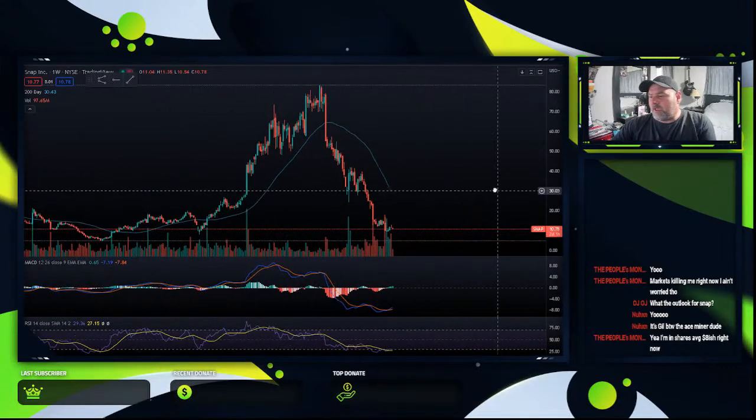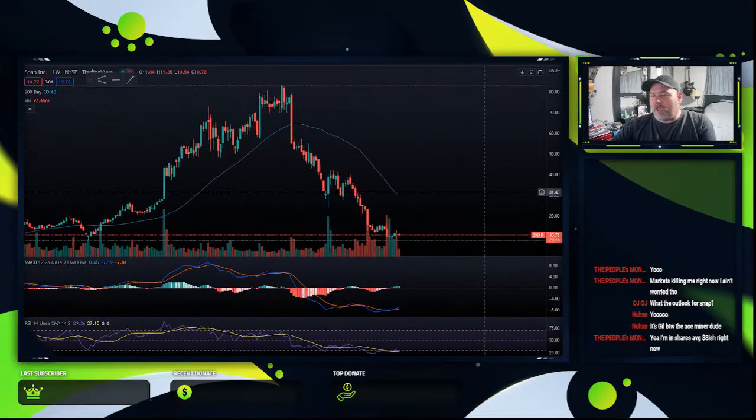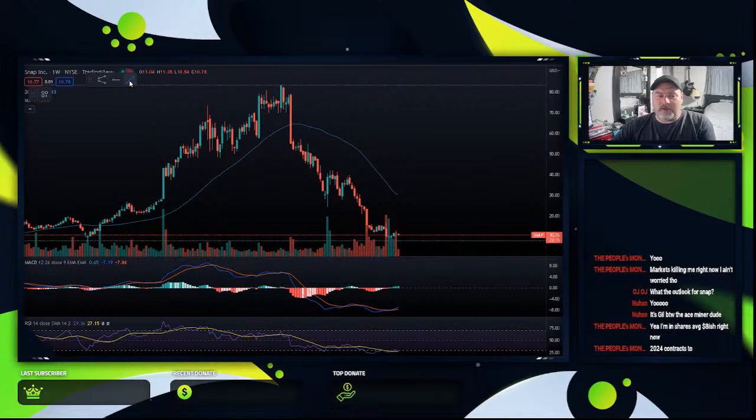But if we go back out here to the weekly, look what we've had working out here. 2024 contracts, yeah. If I was going to do 2024 contracts, like January of 2024, I'd want to be in like the $21 range for the strike.